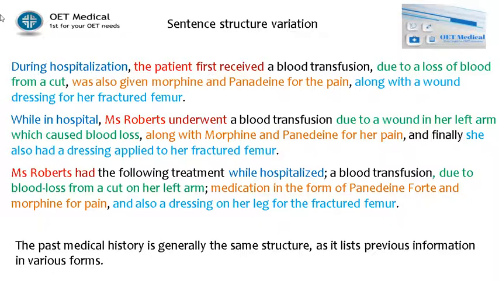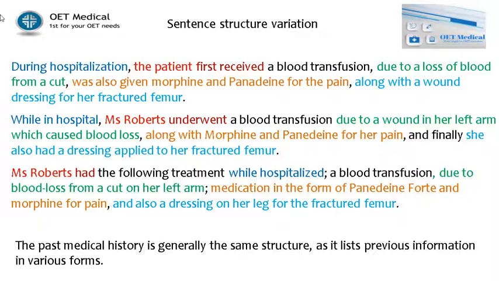Miss Roberts had the following treatment while hospitalised: a blood transfusion due to blood loss from a cut on her left arm, medication in the form of Panadyne 40 and morphine for pain, that shouldn't be there, and also a dressing on her leg for the fractured femur.